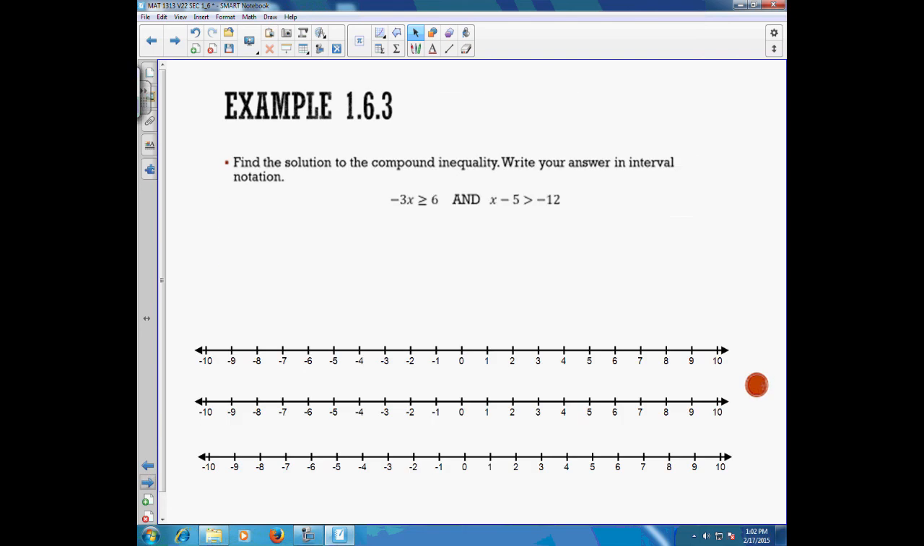So here's our first example. We have a compound inequality, and this is an AND problem. There are two inequalities, and this means that solutions to this problem overall should be solutions that satisfy both of the given inequalities. So first we need to solve both of the inequalities. Well, over here we have negative 3x is greater than or equal to 6. If we divide by negative 3, once again our inequality flips. We're going to get x is less than or equal to negative 2.